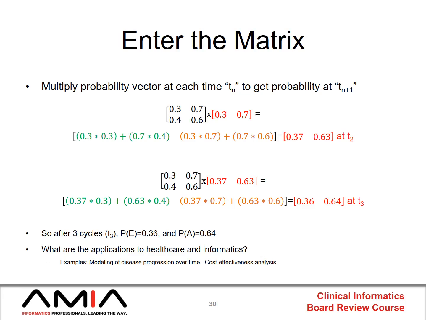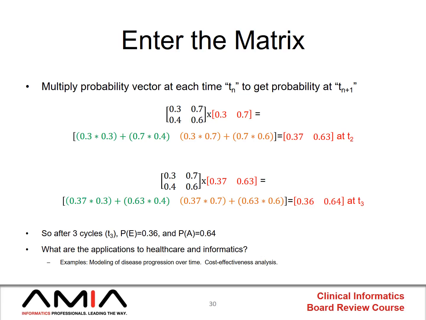And I can plug that into the matrix again, and I can get the value at time 3 and so on. And so at time 3, if you go through the math, you'll see that the probability is now 0.36 and 0.64. And you might notice that these values are actually starting to converge. And in this specific example, you actually do reach a steady state of animals between the eating and asleep states. After 3 cycles, at time 3, the probability that an animal is eating is 0.36, and the probability of being awake is 0.64. Sorry, probability of being asleep is 0.64.